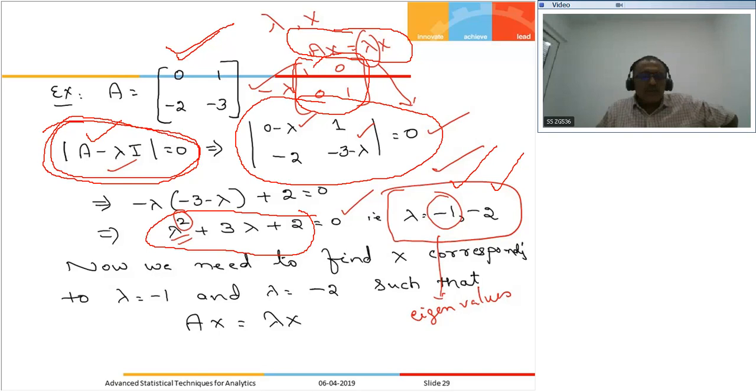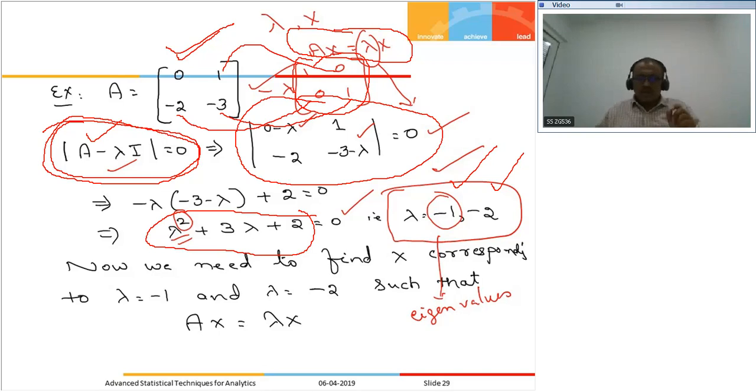So A minus lambda I equal to 0, where A minus lambda I is a constant and I is our regular identity matrix, [1 0; 0 1]. Now what we have done is multiply this by lambda and go for addition or subtraction, whatever is there in between. Therefore, it is 0 minus lambda, 1 minus 0, minus 2 minus 0, minus 3 minus lambda. This is what we call the determinant, which is equal to 0.